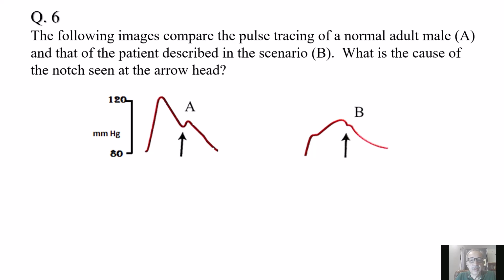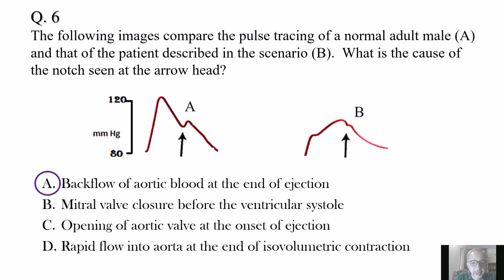Question 6. The following images compare the pulse tracing of a normal adult male and that of the patient described in this clinical scenario, that is B. What is the cause of the notch at the arrowhead? Dicrotic notch, which is less prominent in aortic stenosis. You can also see an anacrotic type of pulse with a decreased pulse pressure in B, aortic stenosis. Pulse pressure is 40 in A, much less, nearly 20 or so, in B. If you look at the options, the correct answer must be A.